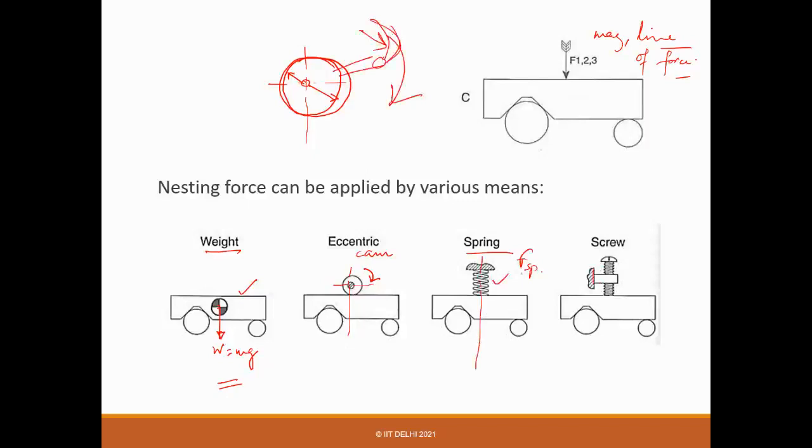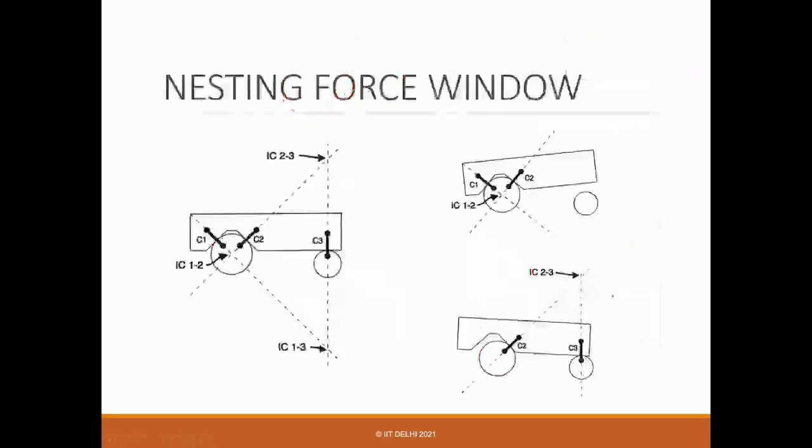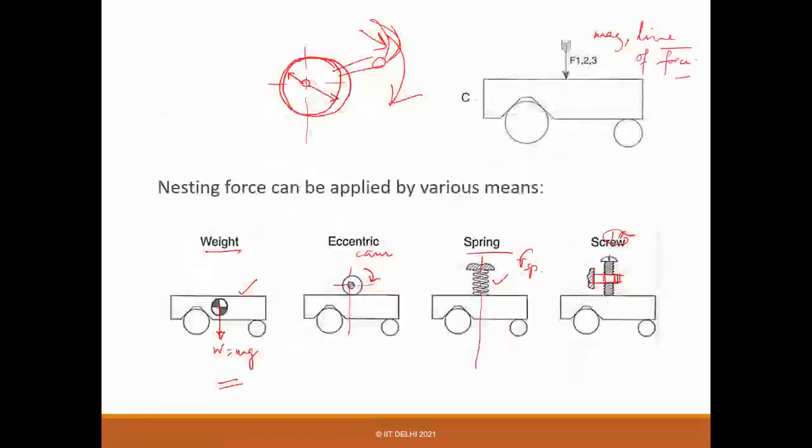Other is like you have this kind of threaded thing here, and then you just screw it. So you turn it, and then you can move along this direction. And you can also get the required F1, 2, 3. So I think there are various ways, and depending on the application you choose, right? And many times this is preferable. So not necessarily you have to always use this kind of spring.